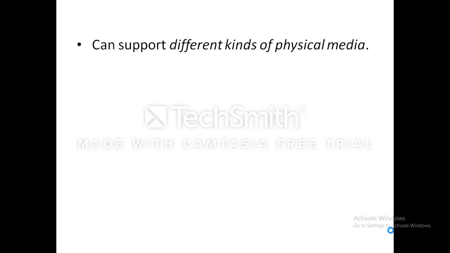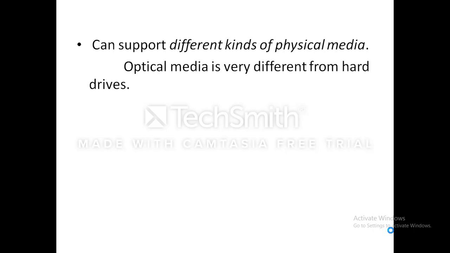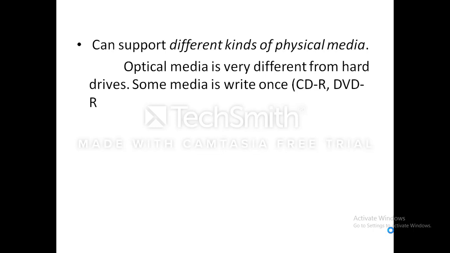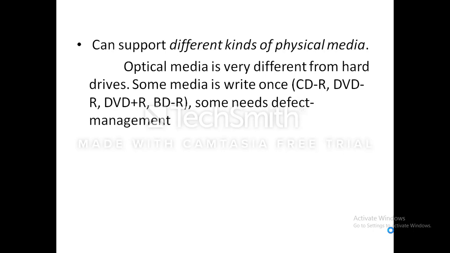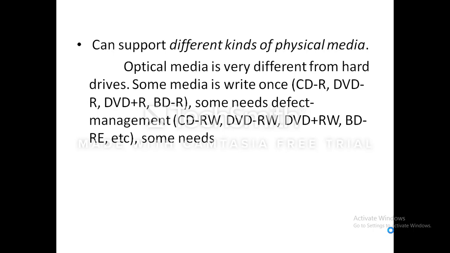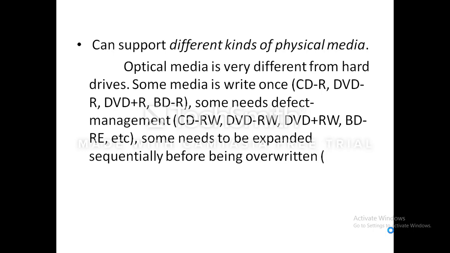Now, media means what type of media? Optical media is different from hard drives. Some media is write once, like CDR, DVD-R, DVD plus R, BDR. Some needs defect management, CDRW, DVD-RW, DVD-RAM, etc. Some needs to be erased sequentially before being overwritten, that is most RW media.